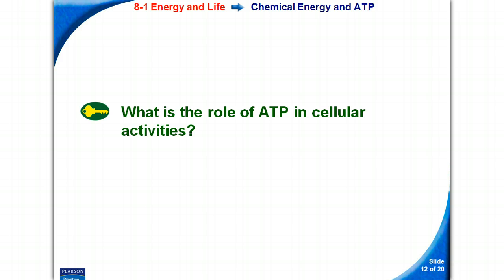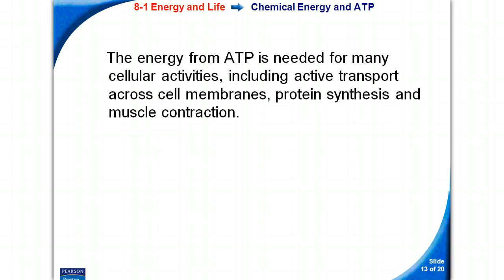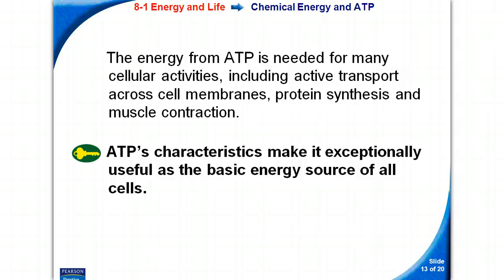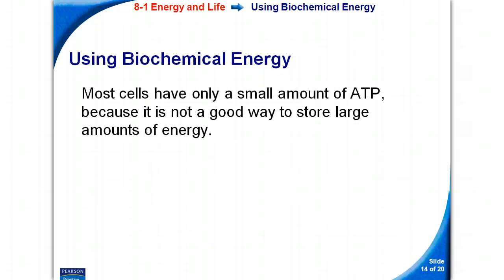Key concept number 2. What is the role of ATP in cellular activities? The energy from ATP is needed for many cellular activities, including active transport across cell membranes, protein synthesis, and muscle contraction. ATP's, this is your key concept answer, ATP's characteristics make it exceptionally useful as the basic energy source of all cells, using biochemical energy.